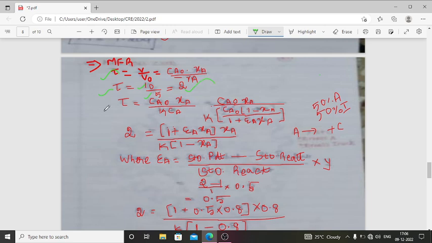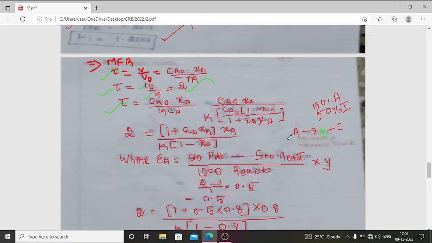So here tau is equal to Ca naught into Xa by minus Ra, meaning K into Ca. Why? Because our equation is A gives B plus C, so here we should take minus Ra, and minus Ra is K into Ca. This is a first order reaction. So Ca naught into Xa divided by K into, what is Ca here? Ca naught into 1 minus Xa by 1 plus epsilon A Xa. This is a gas phase reaction.